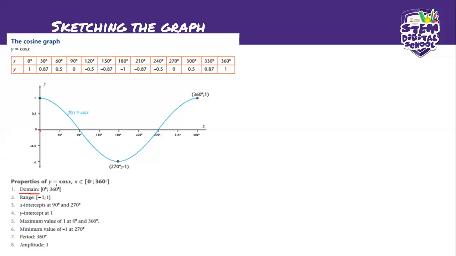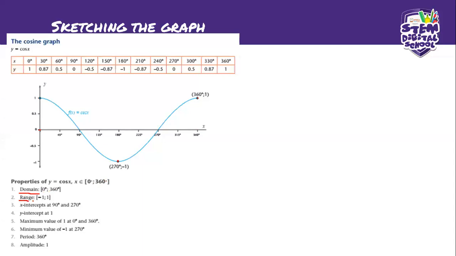All right. Now, remember, let me repeat. How do we determine the domain? You check where the graph starts. It starts here at 0 degrees and it ends here at 360 degrees. Then in this case, our domain is 0 to 360. All right. Now let's proceed.